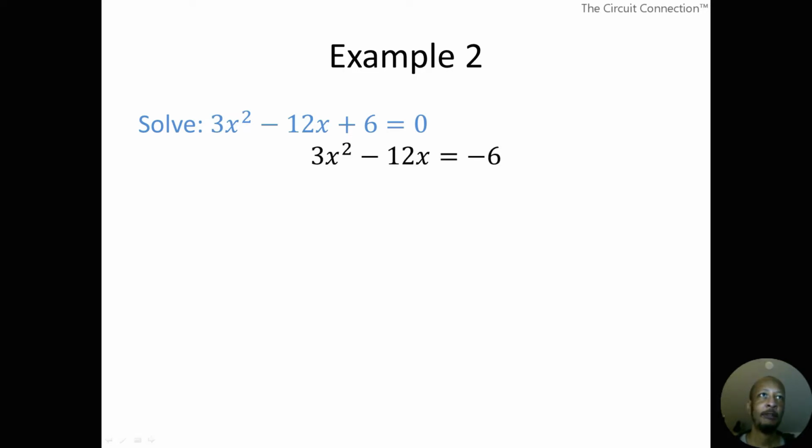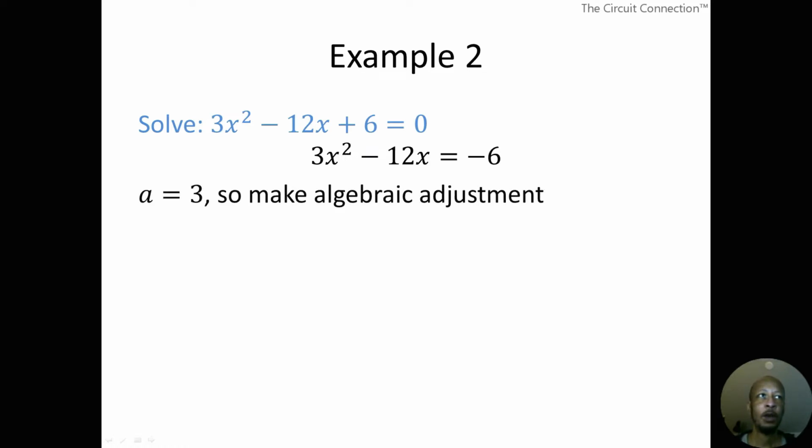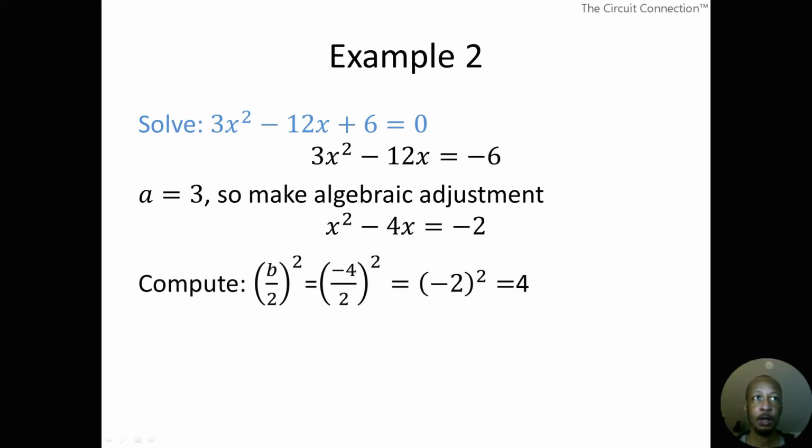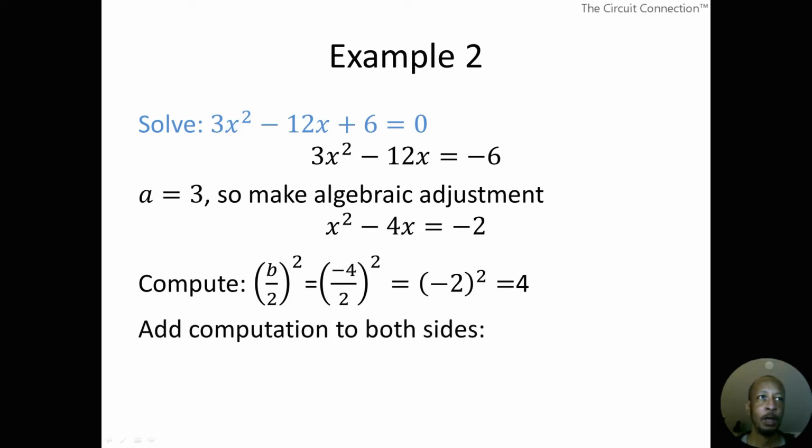And so we have 3x squared minus 12x equals negative 6. A equals 3 in this example. So I'm going to make an algebraic adjustment and divide both sides by 3, and then we end up with this. Next, I'm going to compute (b over 2) squared. What is b? b is negative 4. So you have negative 4 over 2, that being squared, and then negative 2 squared is going to be equal to 4. Then you add that computation to both sides.